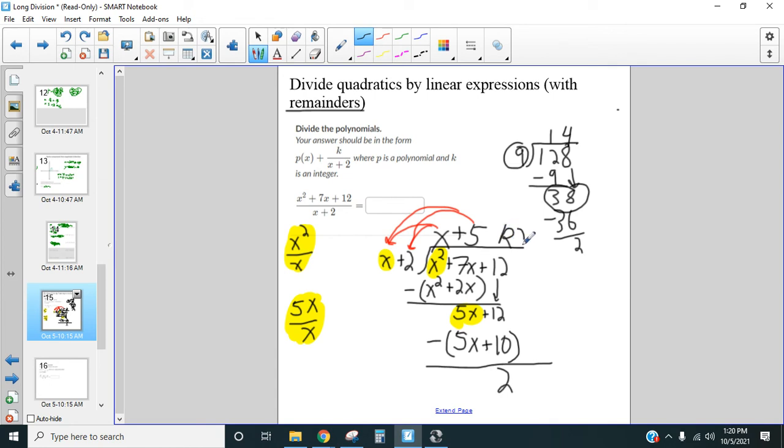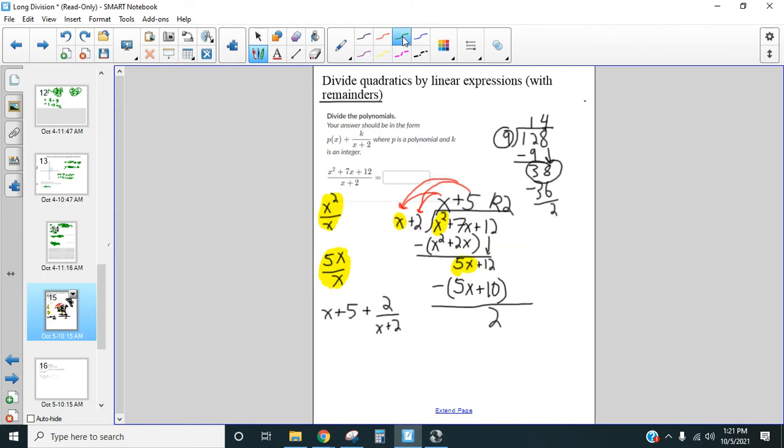So we would say our answer is one of 2 things. You could either write it like this, x plus 5, remainder 2. Or you could write it in this fashion, x plus 5 plus 2 over x plus 2, like that. Let me show you where that comes from. I know I'm zoomed out quite a bit. x plus 2 comes from right there. It's the bottom part of a fraction. Where does this 2 come from? It's a remainder. That's your remainder, yep.